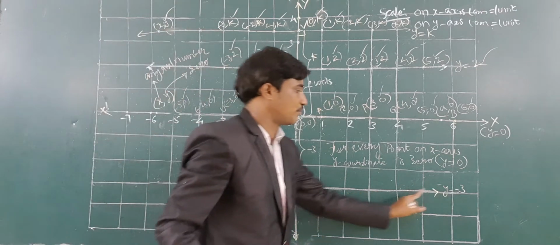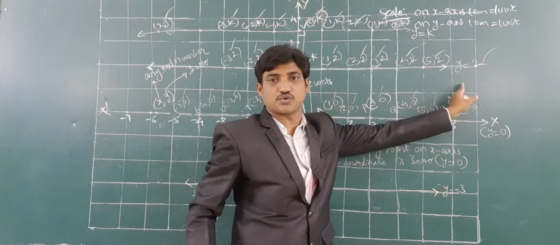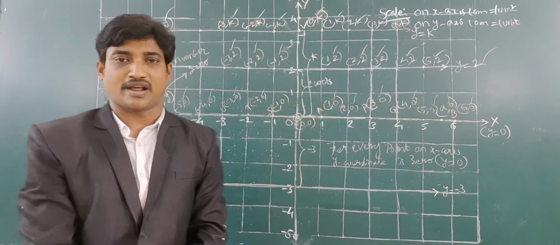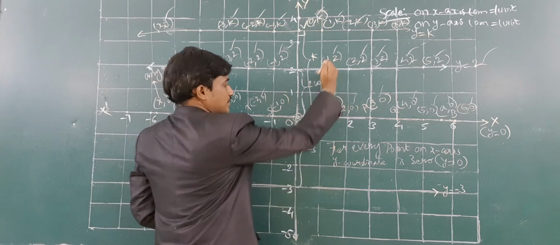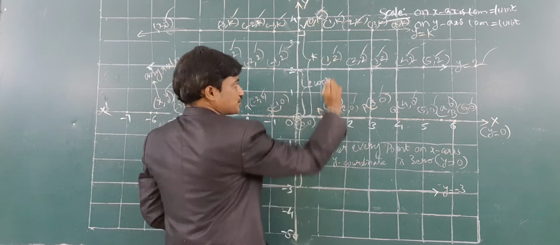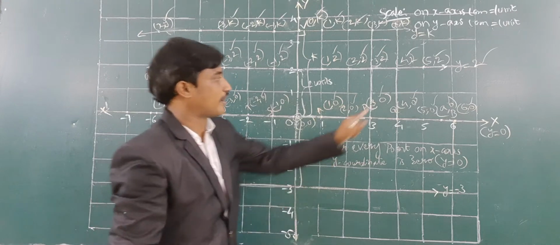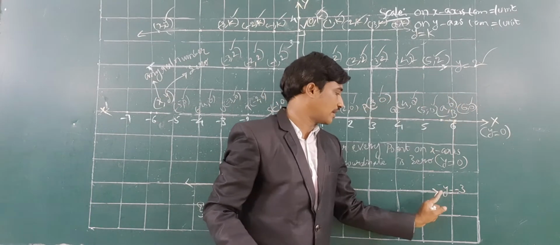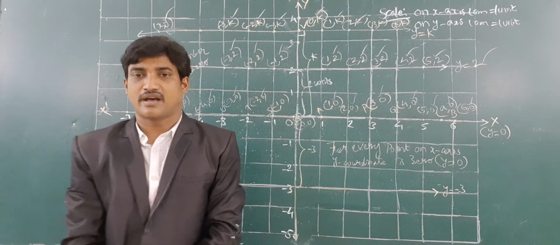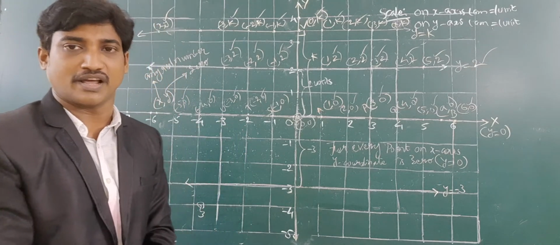Line y is equal to minus 3 and line y is equal to 2, these two are parallel lines. Lines parallel to the same line are parallel. So line y is equal to 2 and line y is equal to minus 3 are two parallel lines.